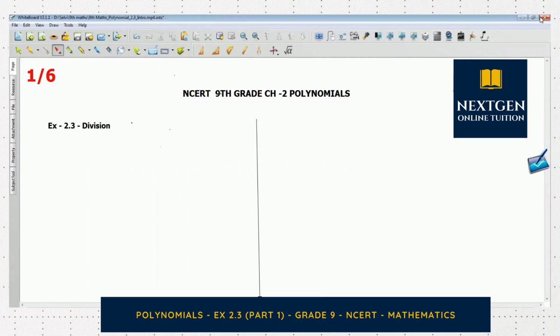Now we are going to see chapter 2 of NCERT syllabus 9th grade. The chapter title is Polynomials. So far we have seen the introduction of polynomials, how to find the degree of polynomials and the various terms. If we have more number of terms, how do we call those polynomials, like binomial, monomial, etc. You can refer to my previous videos for introduction.